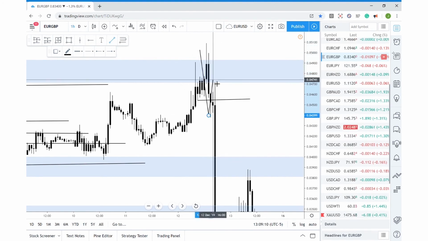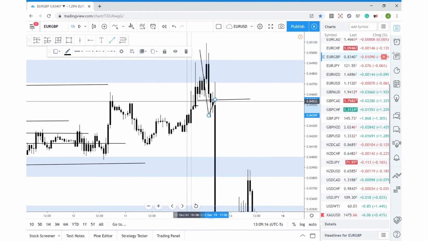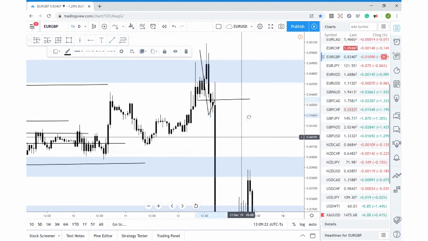So the next thing here is that, remember, we're selling at the resistance. We got a break of structure. We also got a retest of the structure, not only the primary resistance, but also the secondary and the main resistance up here before price just shot all the way down.